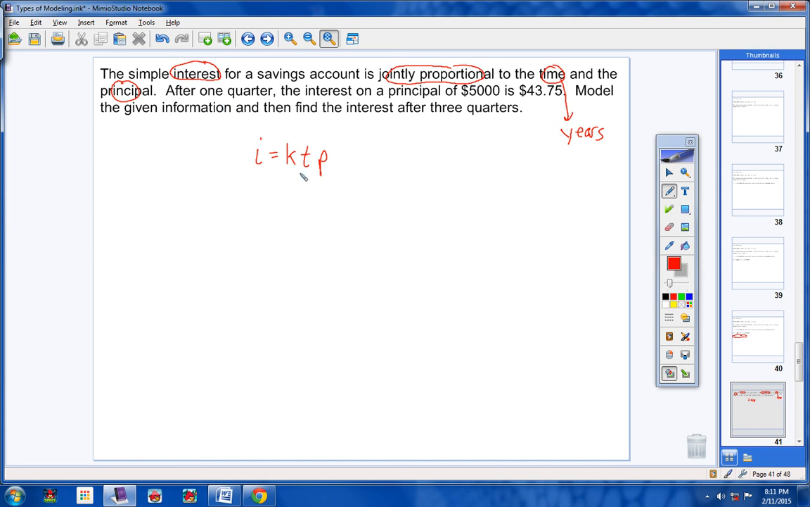And so when you go to make that substitution, remember, you're doing it with years, so time would be not 3 months, but 1/4 of a year. You want your time to be in years, okay?